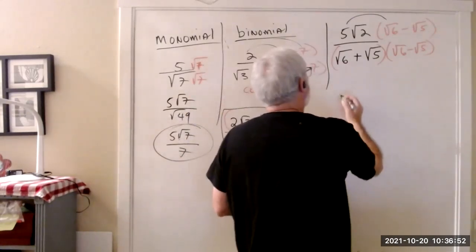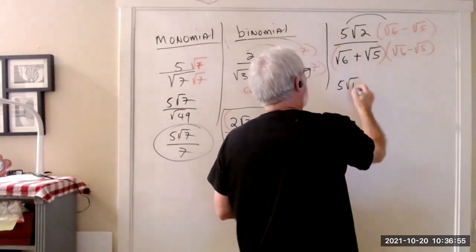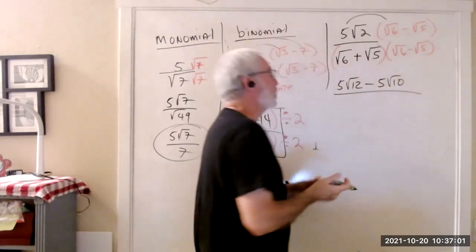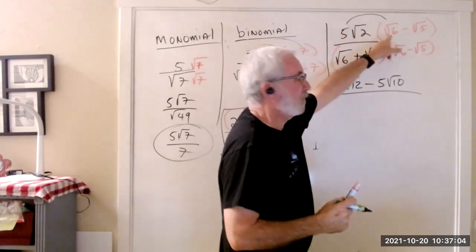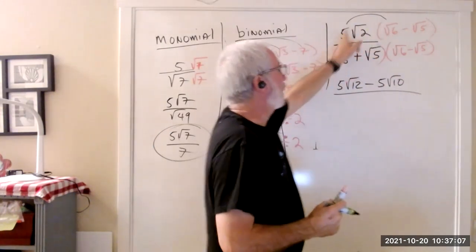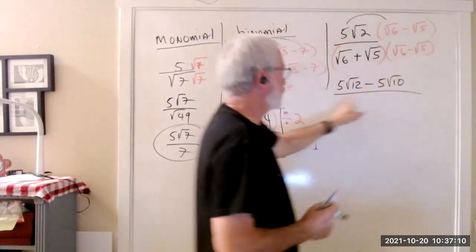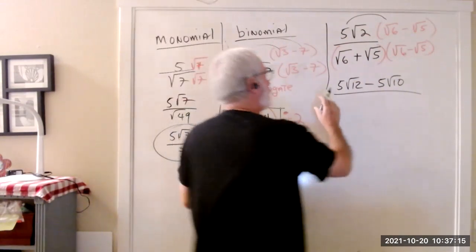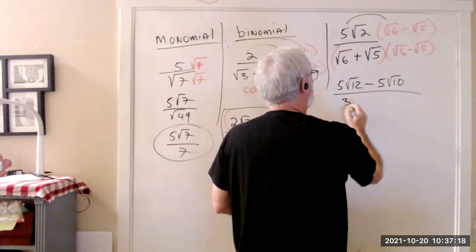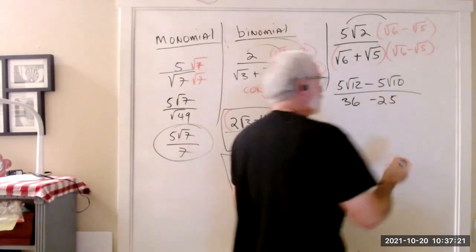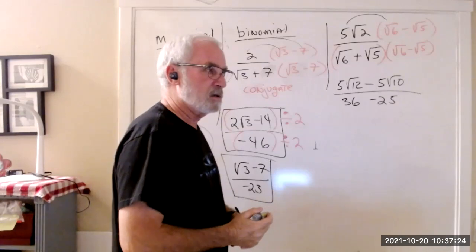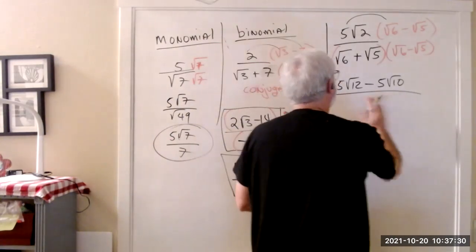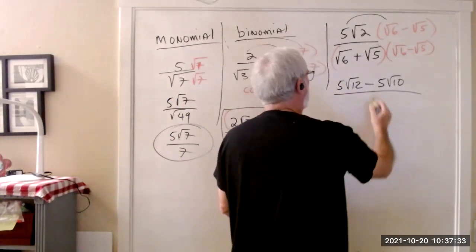So on top, you're going to end up with 5 radical 12 minus 5 radical 10. That's on top when you do outside, outside, inside, inside to this, outside, outside, inside, inside to this. That's what you get. It's not done, but you get that. On the bottom, we're going to get 36 minus 25, which happens to be 11. No, that's not right. I got 6 minus 5. 6 minus 5 is 1.